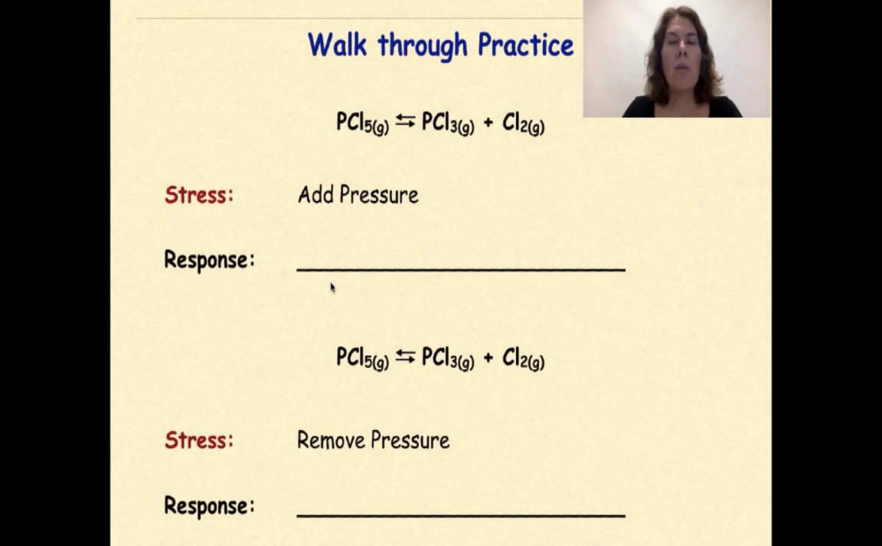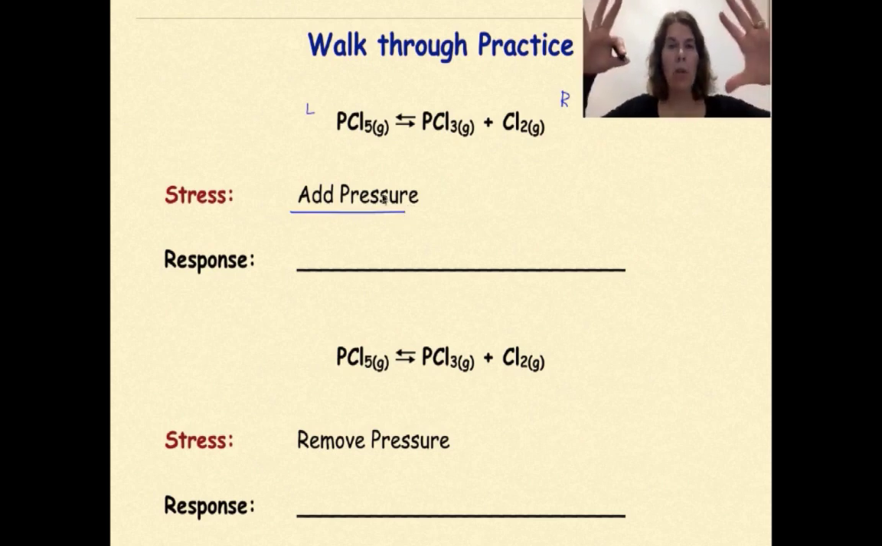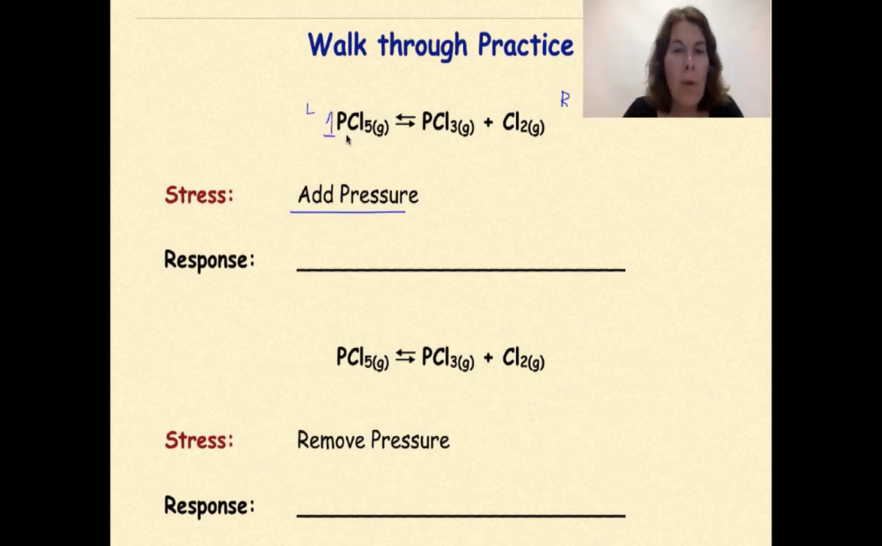PCl5 in a reversible reaction with PCl3 and Cl2. So this is my left and this is my right. The situation here is that I'm adding pressure. As soon as I'm adding pressure, I'm decreasing volume, which means I want to go to the side with the least amount of moles. So I have 1 mole here, and I have 1 mole here and 1 mole here. So if I add the total number of moles together on the product side, that's 2 moles of product compared to 1 mole of reactant.